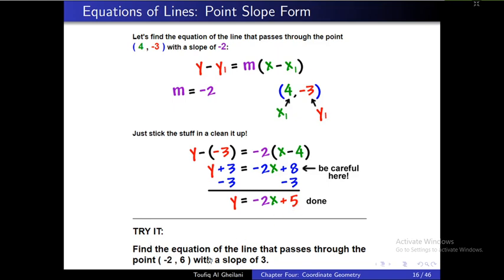So try it: find the equation of the line that passes through the point (-2, 6) with a slope of 3.